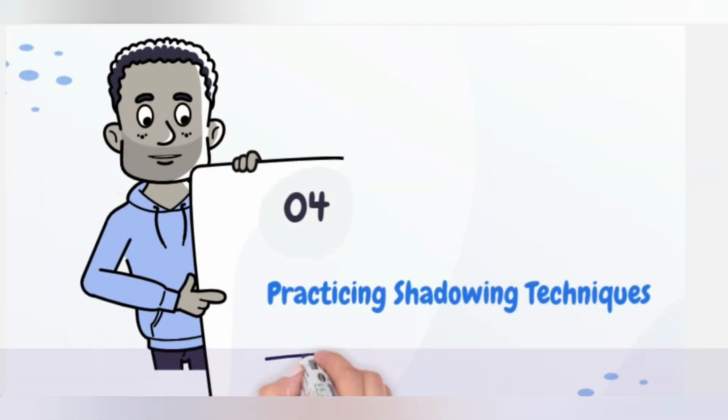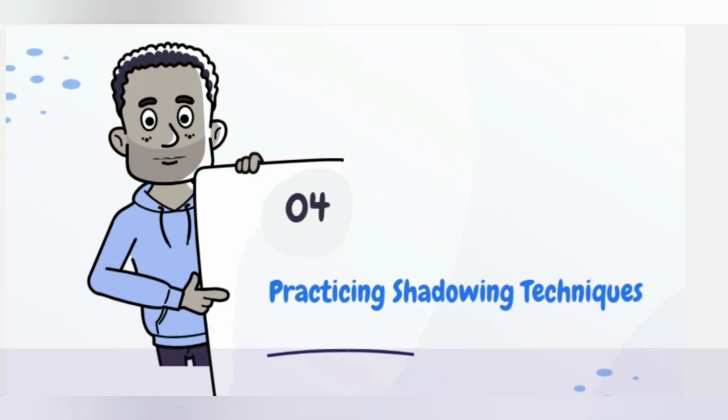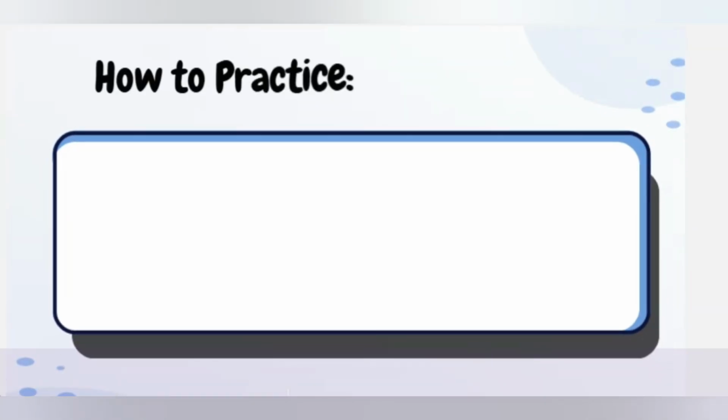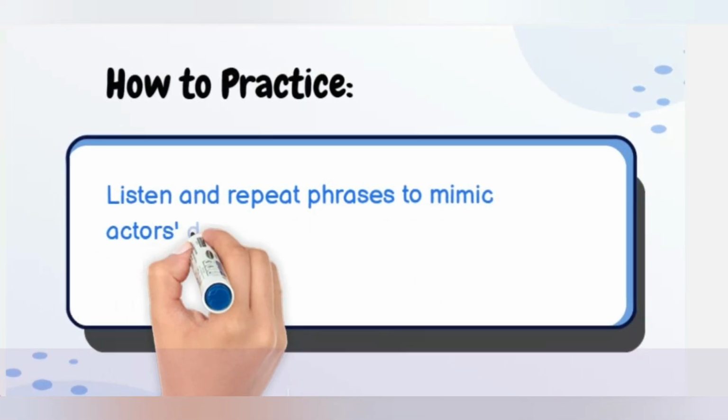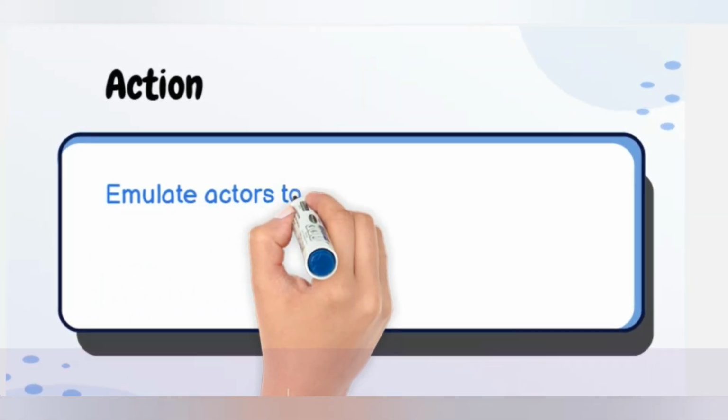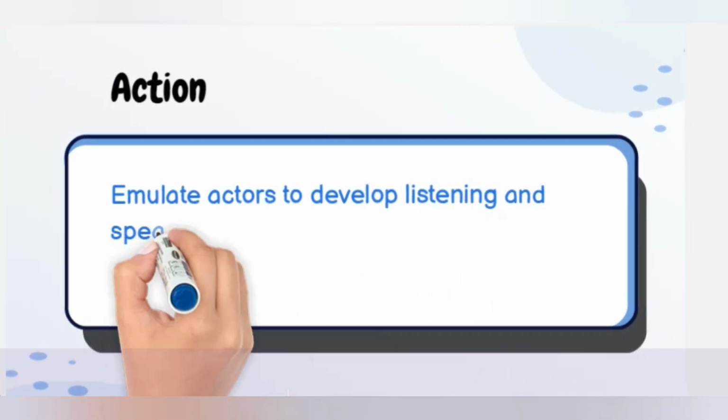Shadowing improves pronunciation and comprehension. How to practice. Listen and repeat phrases to mimic actors' delivery. Action. Emulate actors to develop listening and speaking simultaneously.